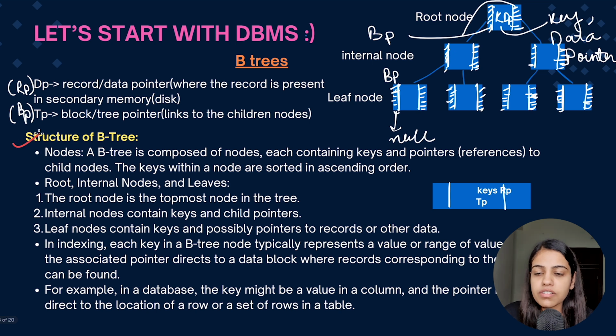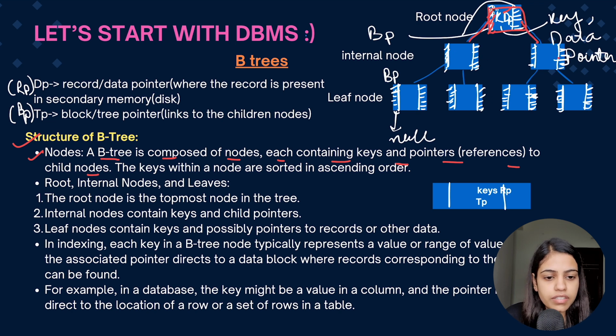Now let's learn about the structure of a B tree. The first one is the node. A B tree is composed of nodes, each containing keys and pointers to the child nodes. So this is a node which contains a key, as well as block pointers which reference the child nodes. These are the child nodes and these are the block pointers which reference them. Along with the key we also have a data pointer. Now what is a data pointer?